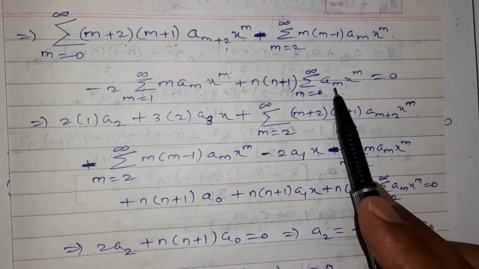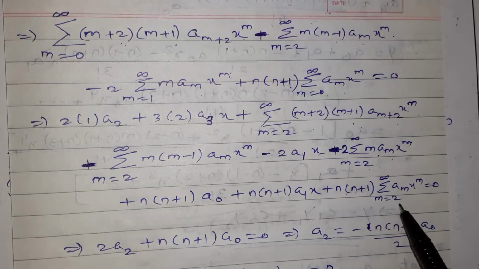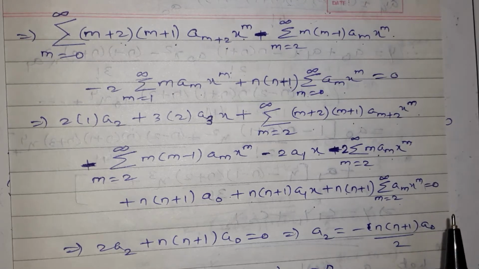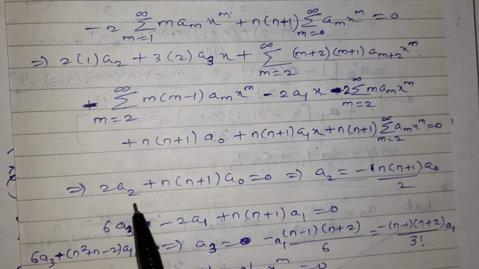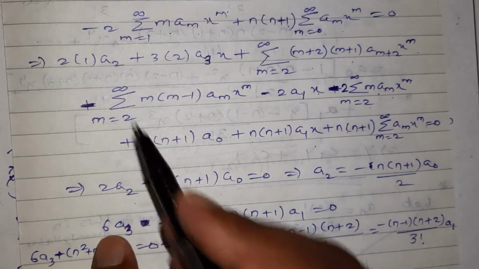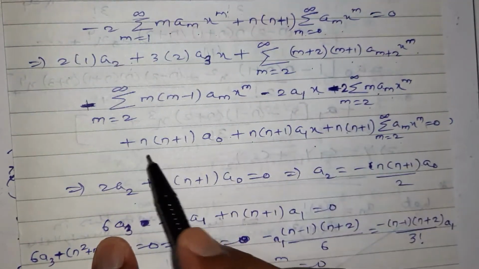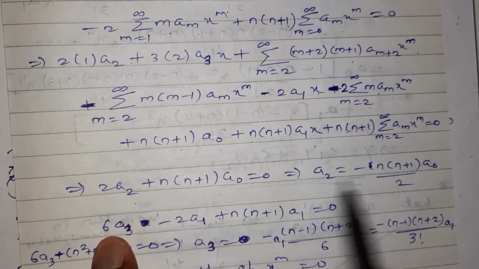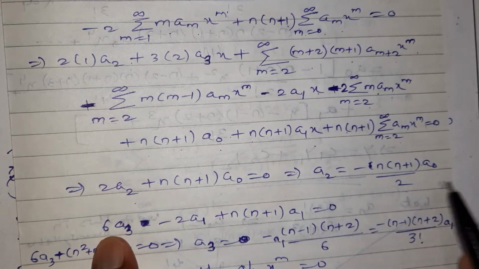n plus 1 a1 x, plus n plus 1 times the series sum over m equal to 2 to infinity of am x raised to m, equal to 0. Now take the coefficient terms and equate them to 0. Which is the constant term here? 2a2, and here n into n plus 1 a0 equal to 0. So I get a2 is equal to minus n into n plus 1 upon 2 a0. Getting the value of a2.